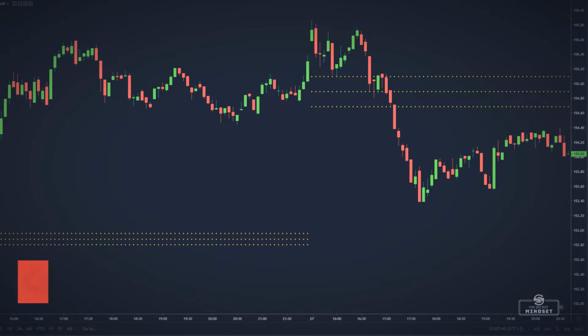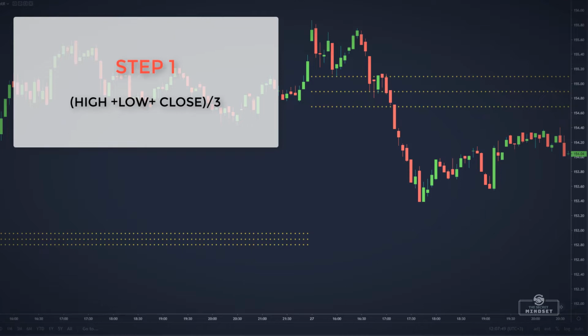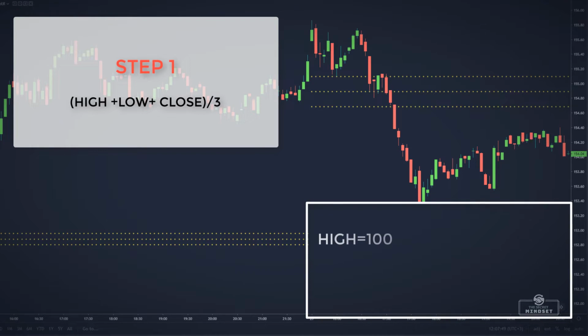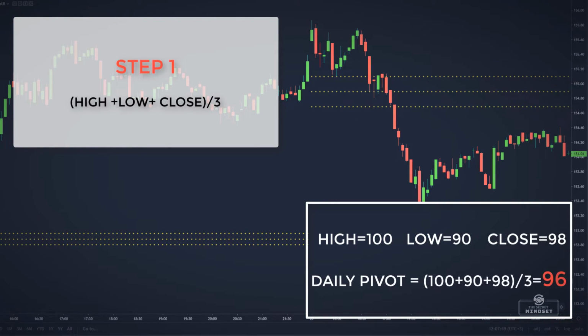First, we add the high, low, and close of the previous trading day and divide this number by 3. Let's say that a stock had a high of 100, a low of 90, and closed at 98. Those three numbers added together and divided by 3 would be 96. This is the daily pivot number.